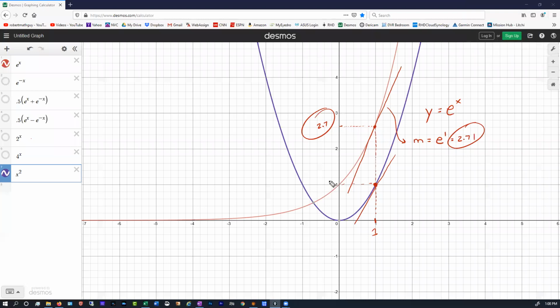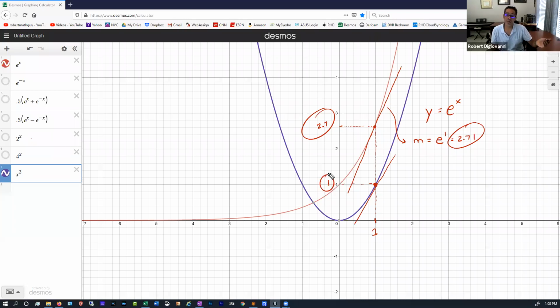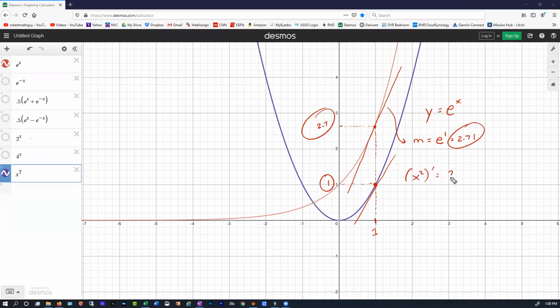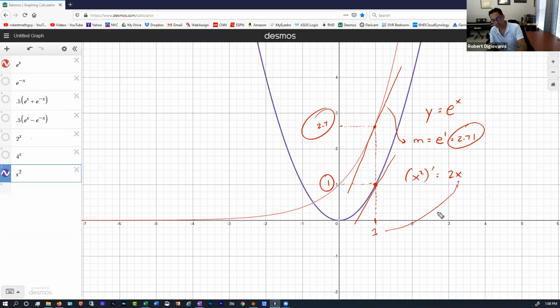Spits out 1, okay? Is that what the slope of the tangent line is there? Well, no. What's the derivative of x squared? 2x. Now, if we plug 1 into that, what do we get? 2. So the slope of the tangent line here is 2, which is definitely not equal to 1, right? So the slope of the tangent line at that point is not equal to the y value of the point.